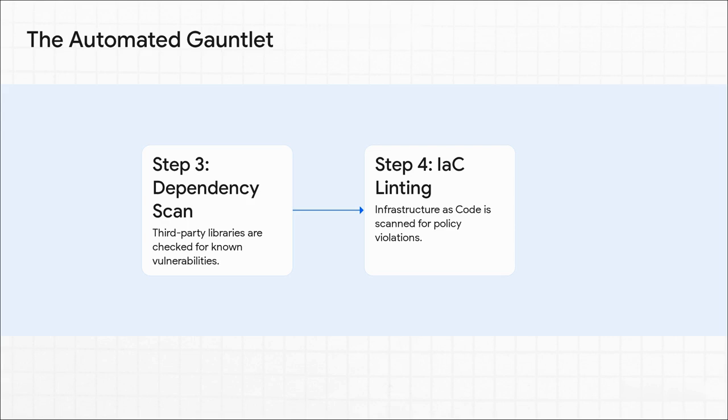But here's a crucial point. We're not just scanning the code we wrote. We're also checking all the building blocks we didn't write, all those third-party dependencies, to see if they have any known vulnerabilities. And at the exact same time, we're scanning our infrastructure as code, the blueprints for our cloud environment, to make sure the very foundation we're deploying on is secure and compliant from the get-go.